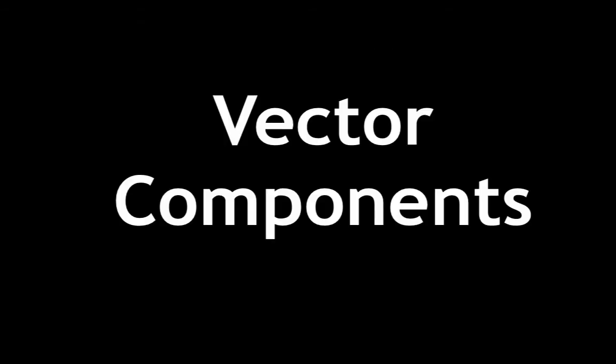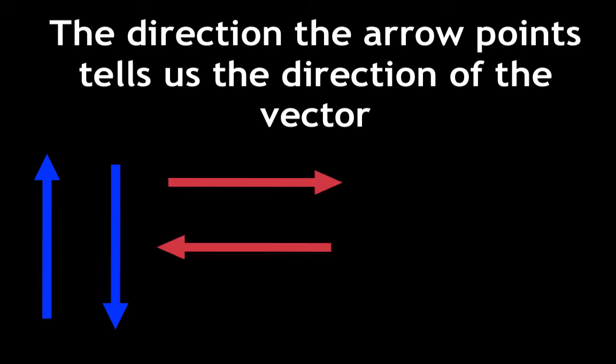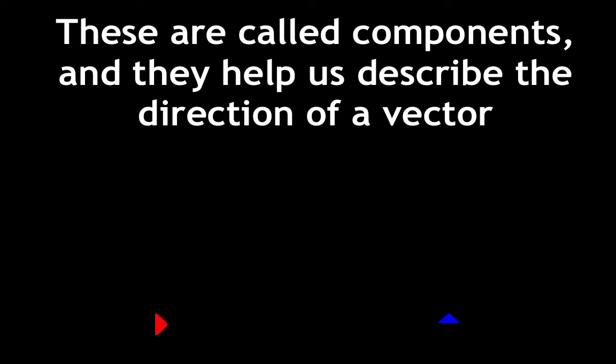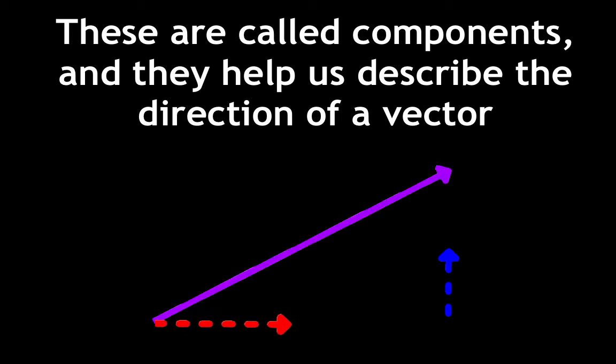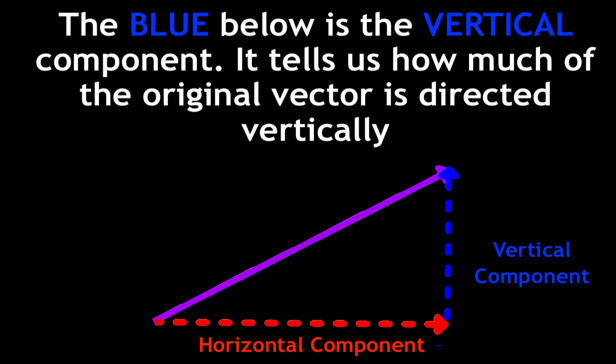Vector components. The direction the arrow points tells us the direction of the vector, whether it be vertical, up and down, or horizontal, left and right. If we have a vector that points off at an angle, part of that vector is in the horizontal direction and part of it is in the vertical direction. The horizontal and vertical part of a vector at an angle are called components, and they help us describe the direction of a vector. The red below shows the horizontal component, and it tells us how much of the original vector is directed horizontally. The blue shows the vertical component. It tells us how much of the original vector is directed vertically.